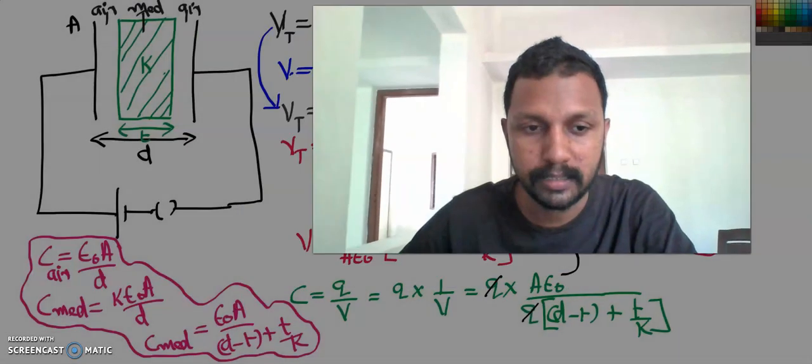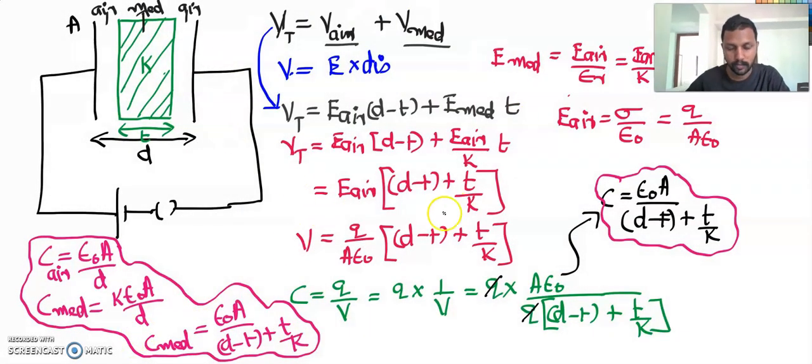So now we know the capacitance of a parallel plate capacitor which is partially filled with a dielectric. Now we are going to discuss a different case. This was our previous problem, and the answer for the capacitance of a parallel plate capacitor partially filled with dielectric was epsilon 0 A divided by D minus T plus T by K. Okay, let me read this.